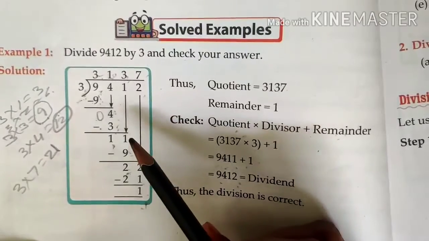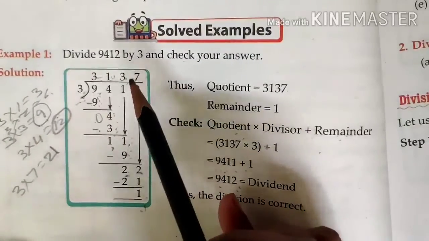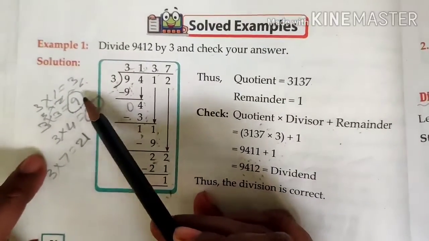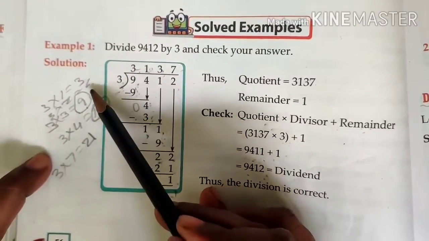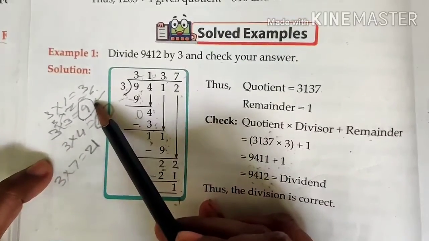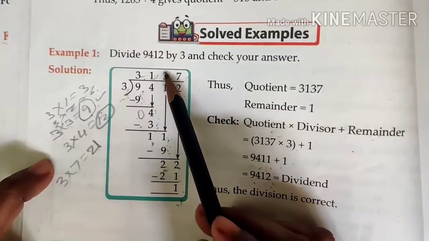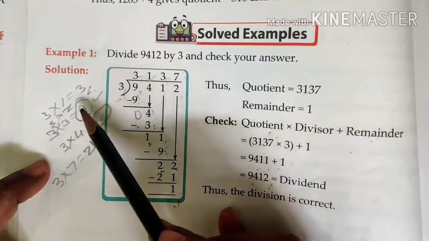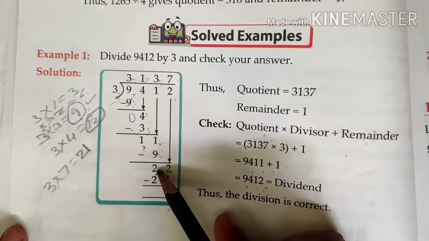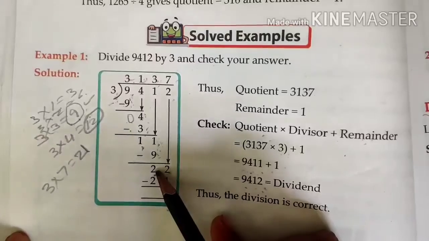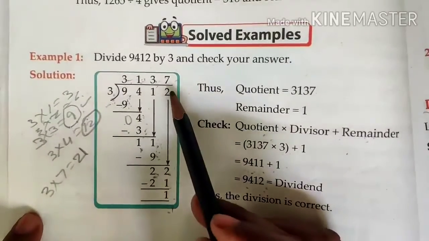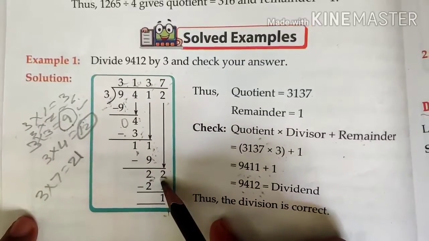Then again you see how many 3s are there in 11. 3 1s are 3, 3 2s are 6, 3 3s are 9 and 3 4s are 12. But we should take the smaller number. Then 3 3s are 9 is our correct answer. Then write 3 as the quotient, write 9 below 11 and subtract it. Then we got 2. 2 is also smaller than our divisor. Then again we should bring the next number down, that is 2.